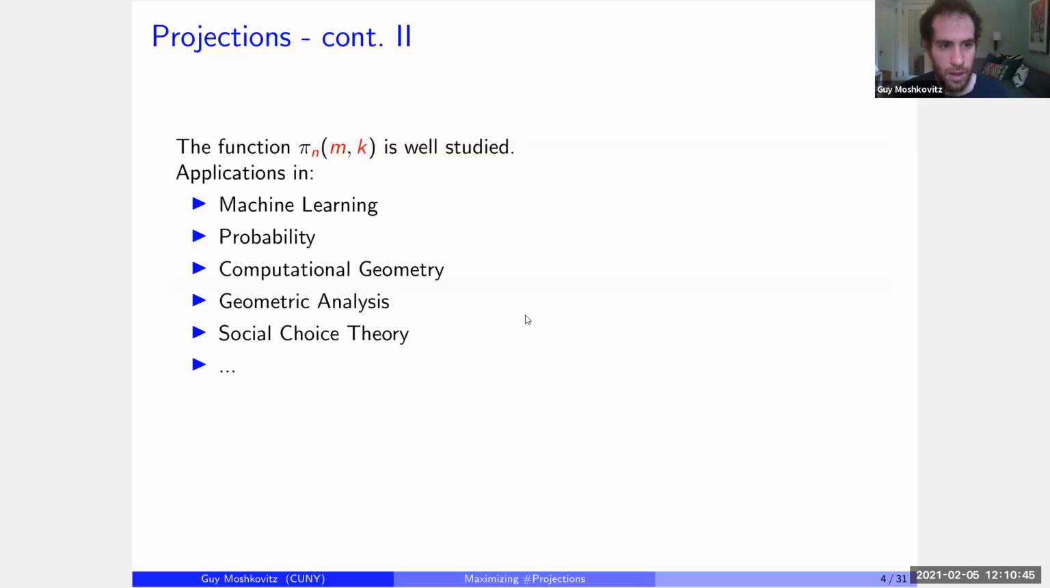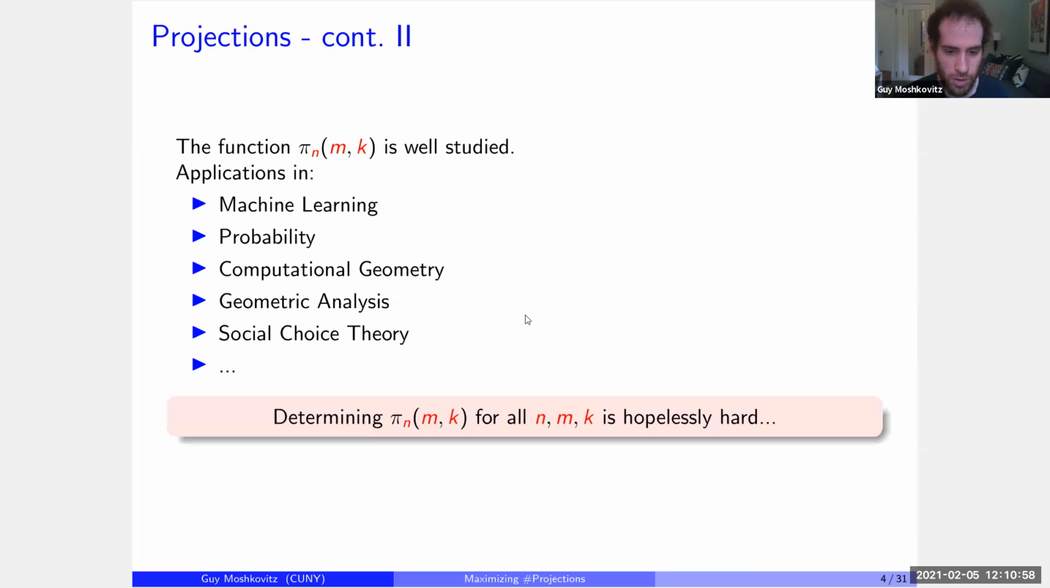Okay. So this function pi, as you would expect from such a fundamental, basic quantity, has a lot of applications in statistics, machine learning, geometry, and more. And actually determining it for arbitrary values of the parameters n, m, and k, I'm reminding you that n is the size of the universe, m is the number of sets in f, and k is the number of coordinates that you project on, so actually determining this extremal quantity is hopeless. It's hopelessly hard, and I'm going to try to convince you of that.